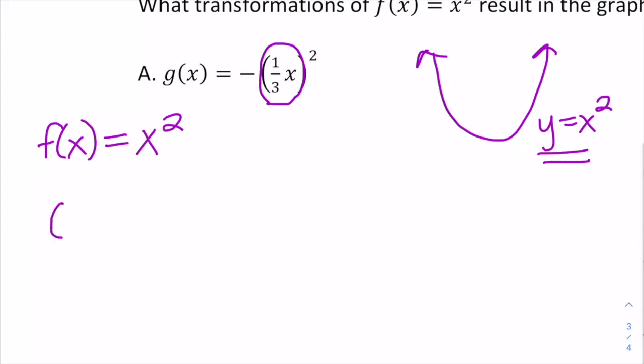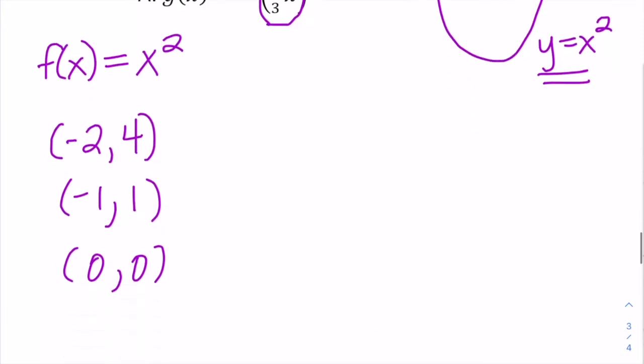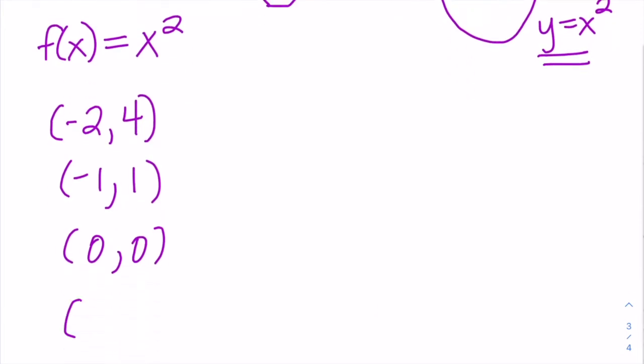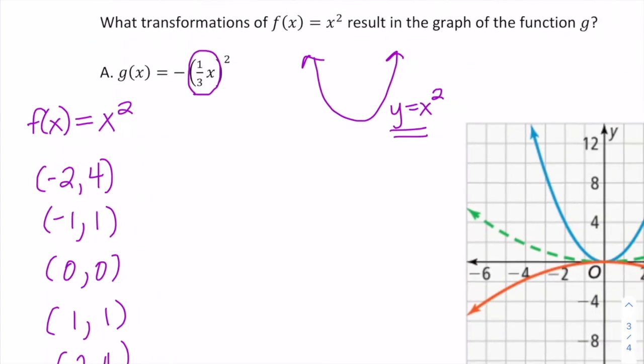So we know that -4, I'll put -2, 4. So if I plug in -2, I'll get 4. If I plug in -1, I'll get 1. Plug in 0, I'll get 0. 1, I'll get 1, and then 2, I'll get 4. So you don't have to show the points. I'm just showing just so you see what happens to the values.